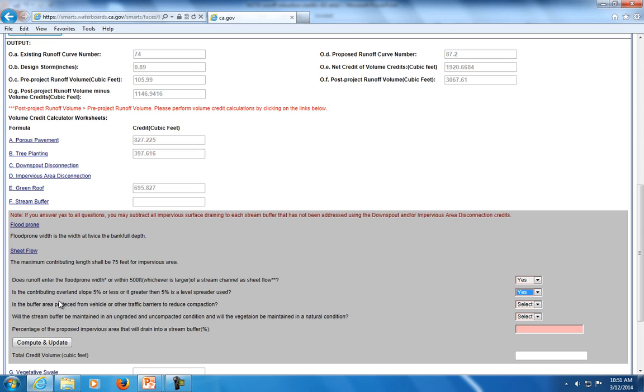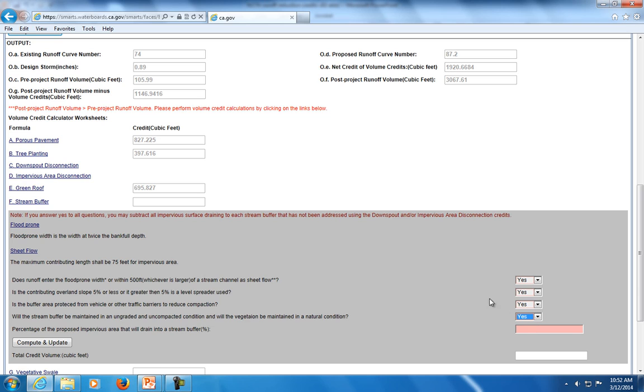Is the buffer area protected from vehicle and traffic barriers to reduce compaction? One of the number one things you can do to reduce runoff reduction is compact the soil. So what we don't want in a soil buffer area is something compacted to 95%. This is an area where you want really good soil porosity and to maintain that. Protecting that is critical for having this buffer function in terms of runoff reduction. So we'll select yes for that.